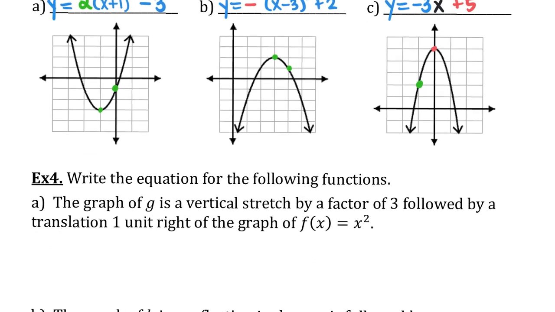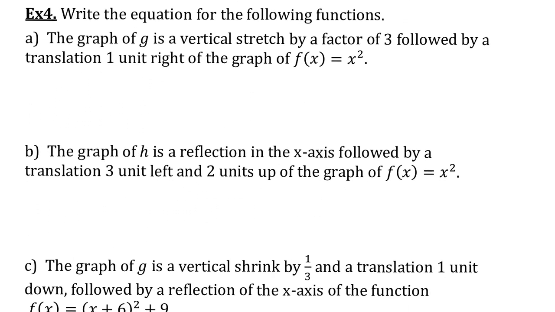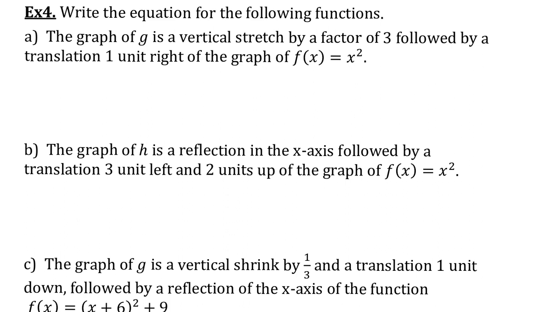Okay, last example, let's write the equation for the functions with the indicated transformations. So what does it say? The graph of g is a vertical stretch by a factor of 3 followed by a translation 1 unit right of the graph of f of x equals x squared. So let's start with this. I'm going to go in order. First I'm going to stretch by 3. So this is going to make it 3x squared.